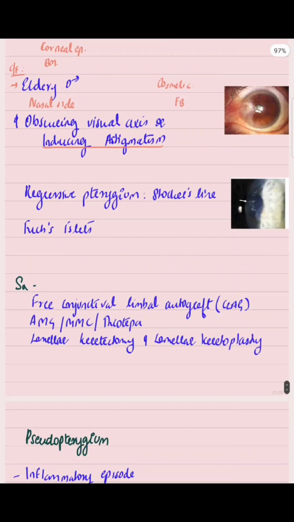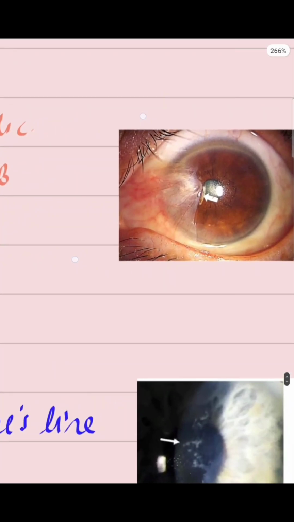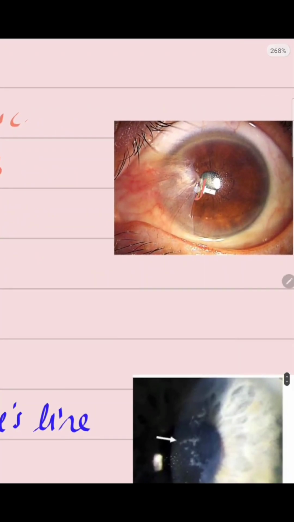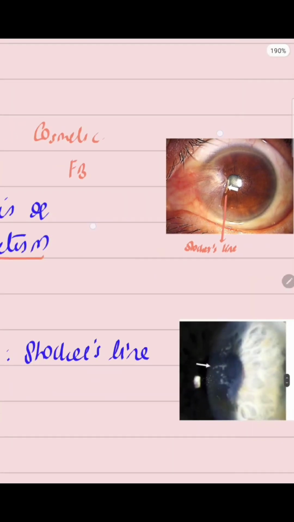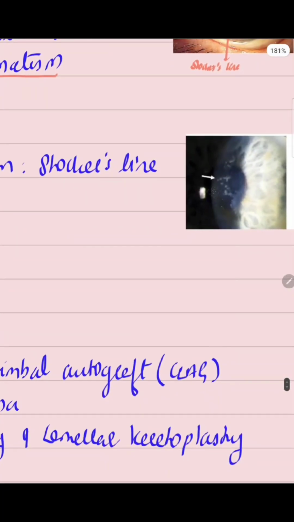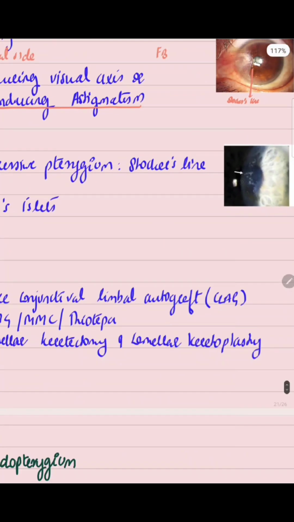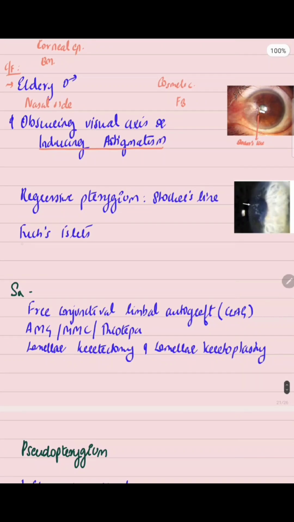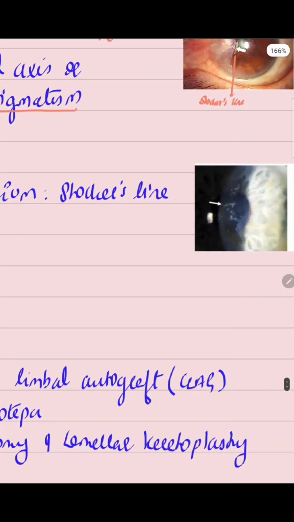Then iron deposition is seen in the anterior head of the pterygium, or in the head of a regressive pterygium. This is known as Stocker's line. Then there are Fuchs' flecks: small discrete whitish flecks often present at the advancing edge.